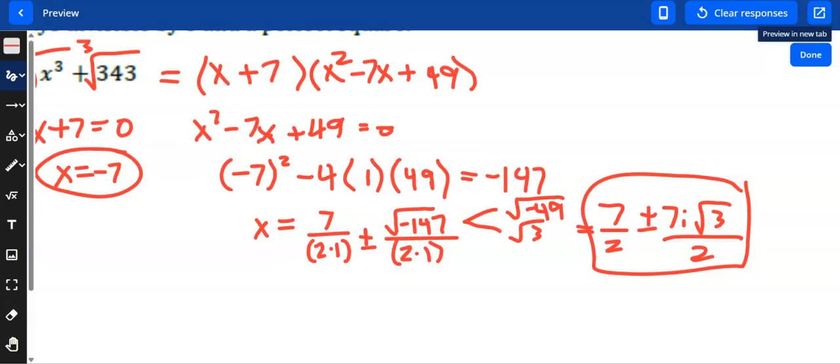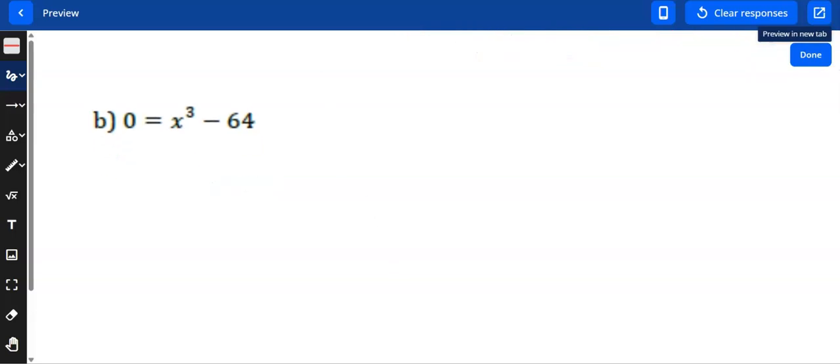So the first solution, easy. Second solution, more difficult. Or second and third, I guess. Because they come as a pair. Let's do another one.